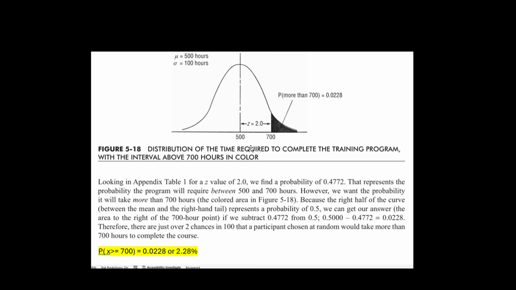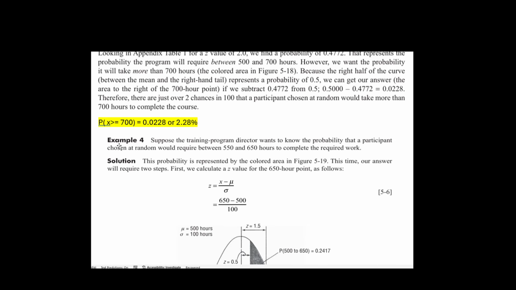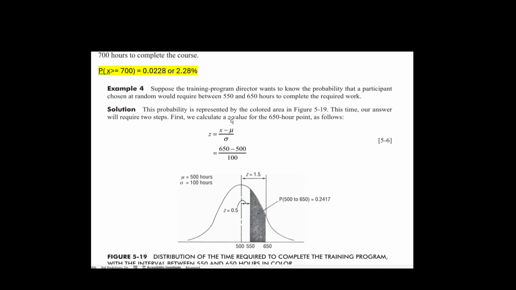So the area under this side is 0.5 minus 0.4772. So we get 0.0228. So the answer is that the probability that a randomly selected person takes more than 700 hours is 2.28%.